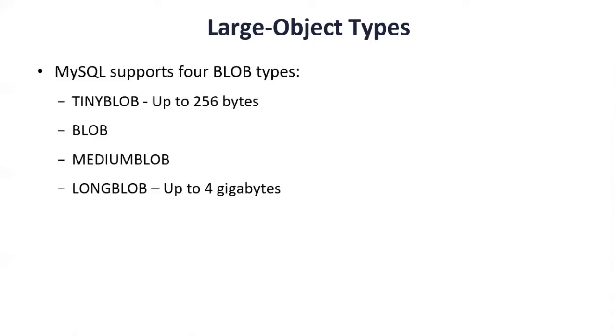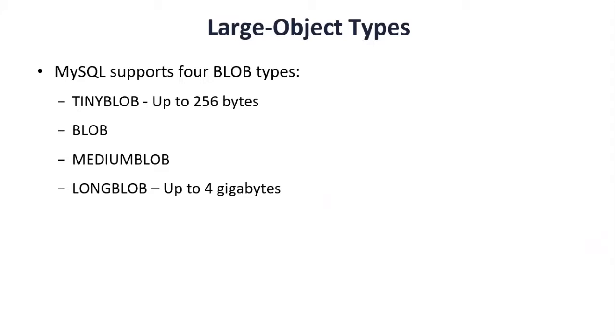And the MySQL database particularly supports 4 different blob types. Tiny blob, which can store up to 256 bytes. So if you have a small amount of binary data, maybe a small image, you can use a tiny blob. Or if you have a little bit more data, you can use a blob.